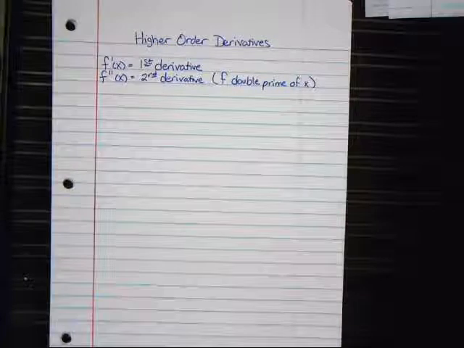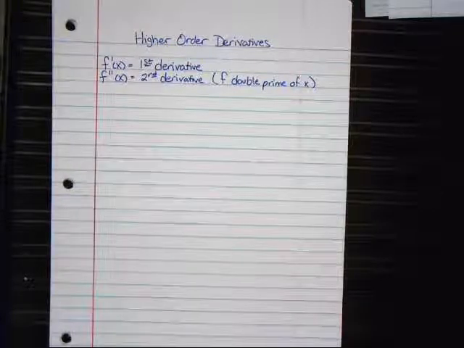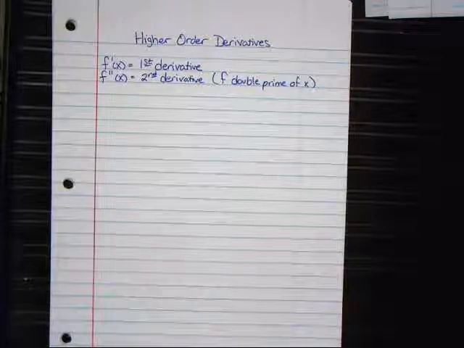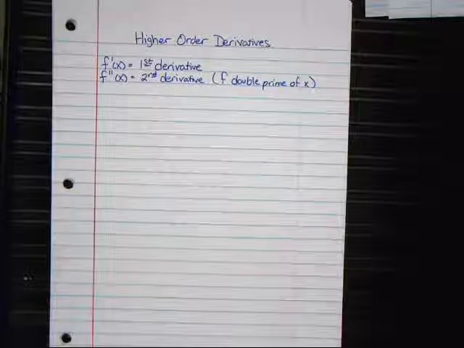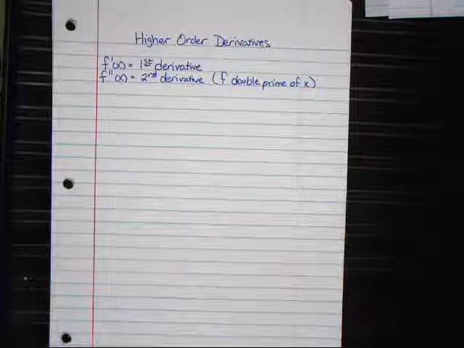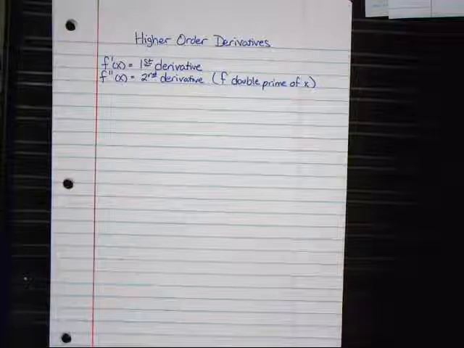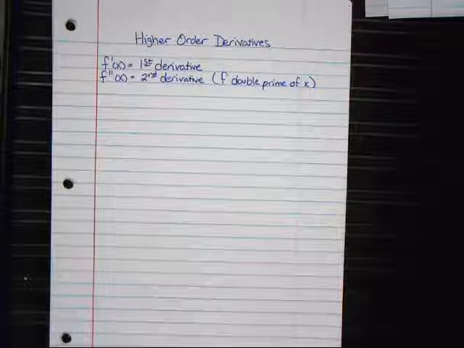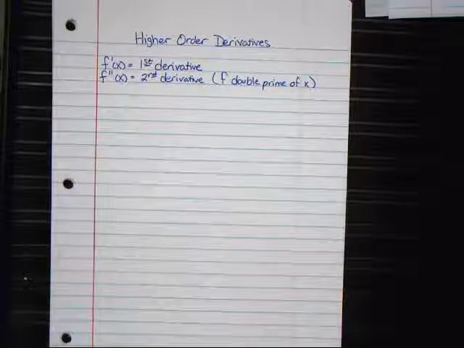Okay? So let's take a simple problem. F of x equals x squared. What is F prime? What's the first derivative? 2x. What's the second derivative? 2. What's the third derivative? 0. And so on and so on. Does that make sense to everybody? You just take the derivative of the derivative of the derivative and keep going.